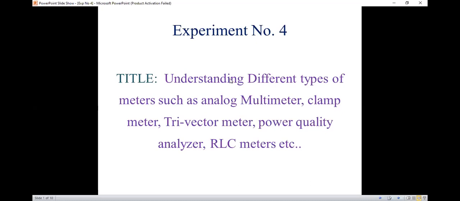I think you have all studied some meters in your Electrical Measurement and Instrumentation subject in the second year, like the RLC meter and analog meter, and maybe you have also studied the energy meter. So these are the different types of meter. We will discuss some of the meters in today's experiment, and then I will show some of the meters.